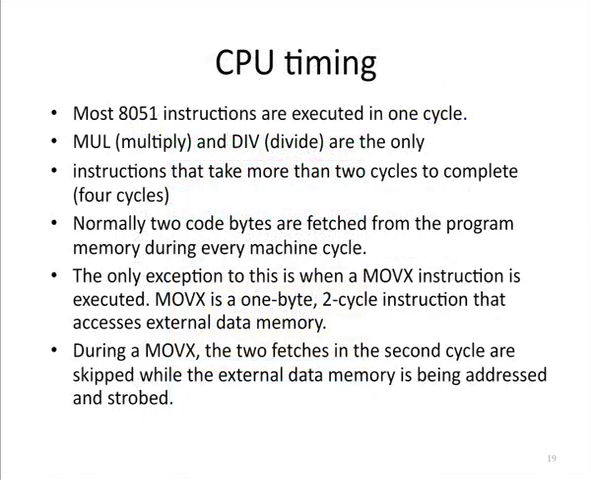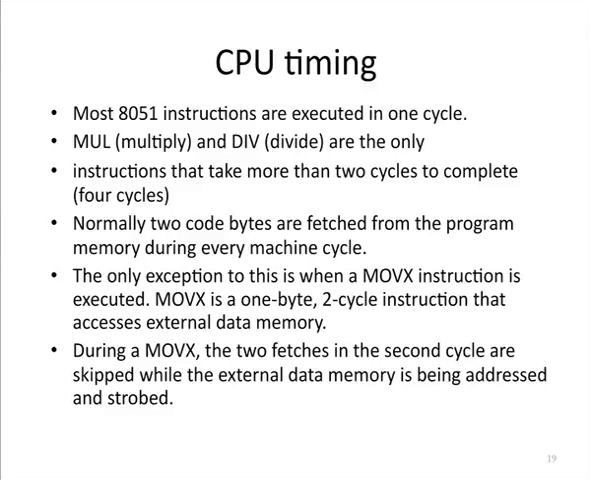Now let us see the CPU timing of 8051. Most 8051 instructions are executed within one cycle. Multiplication and divide are the only instructions that can take more than one cycle to complete the operation. Generally, they may take 4 cycles.